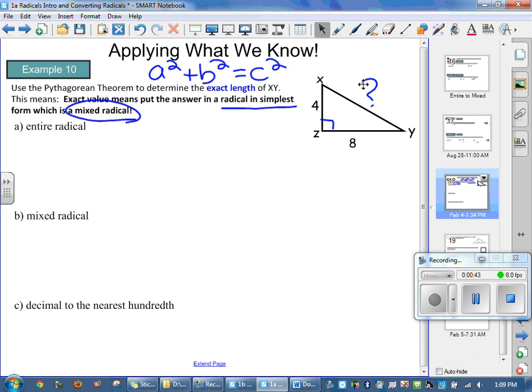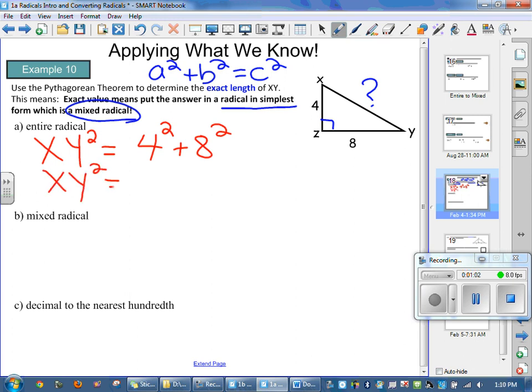So what we're going to do now is we are going to put it into the equation. So I want XY, and that's going to be equal to, well, XY squared, I should say, because my c squared. It's going to be equal to 4 squared plus 8 squared. So XY squared is equal to 16 plus 64. XY squared is equal to 80.